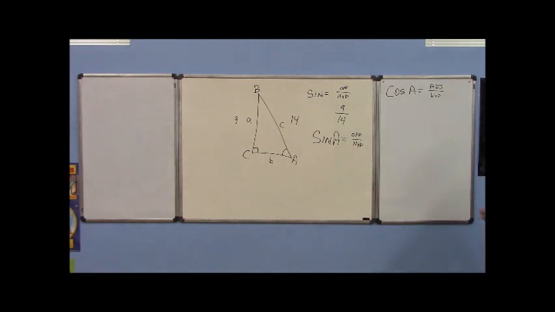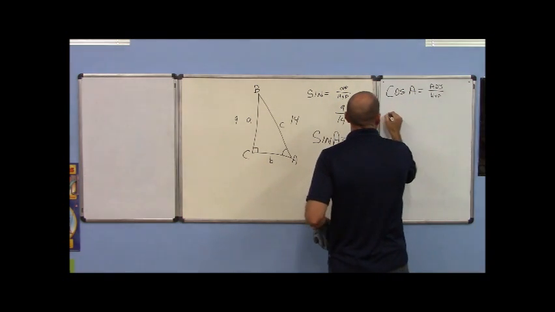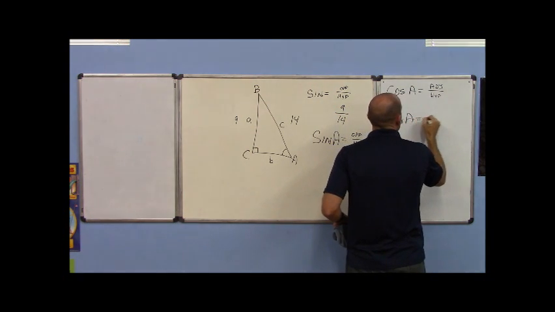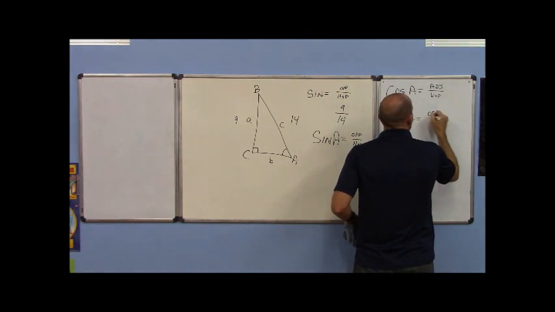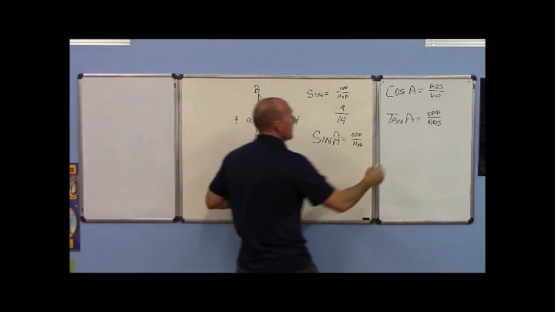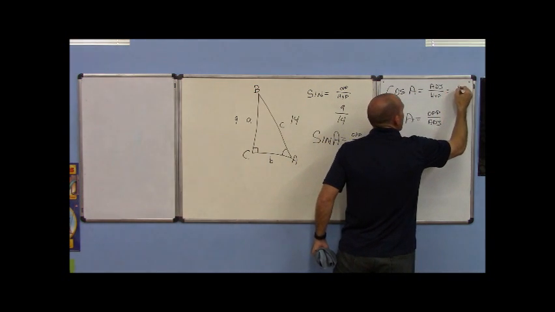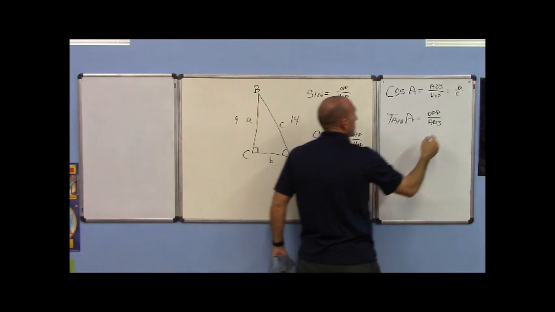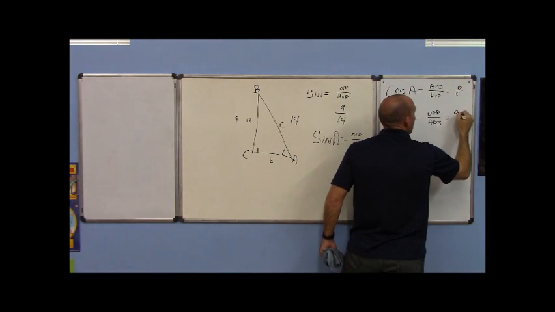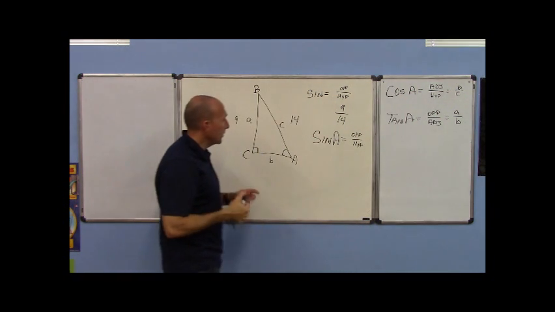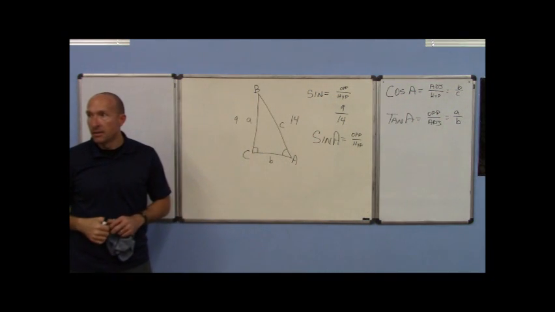Look at your book, and what would tangent of angle A be? Or tangent of any angle? Opposite over adjacent. Very good. Opposite over adjacent. So cosine is going to be B over C. The tangent is going to be A, side A over side B. So here we can calculate that.